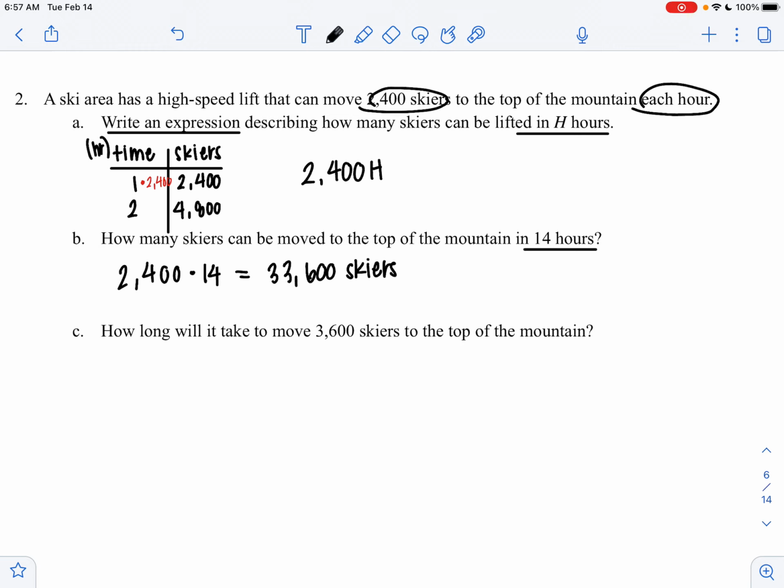And we actually just answered question C, because question C says, how long will it take to move 3,600 skiers to the top of the mountain? Oh, the numbers are a little different. That's my bad. So I know that 2,400 times some H, we don't know what it is, is going to move 3,600 skiers. Now, I can use inverse operations to find H, because if 2,400 times something equals 3,600, I know that 3,600 divided by 2,400 will give me H. In this case, it's 1.5 hours.